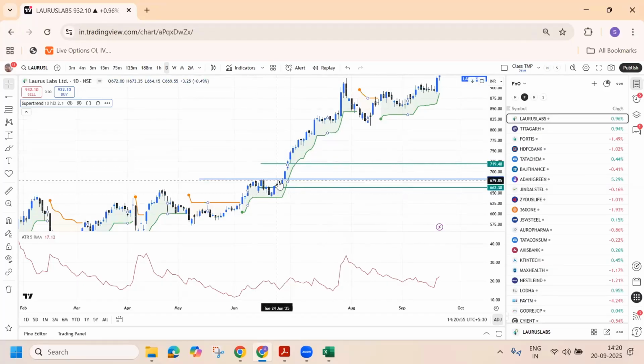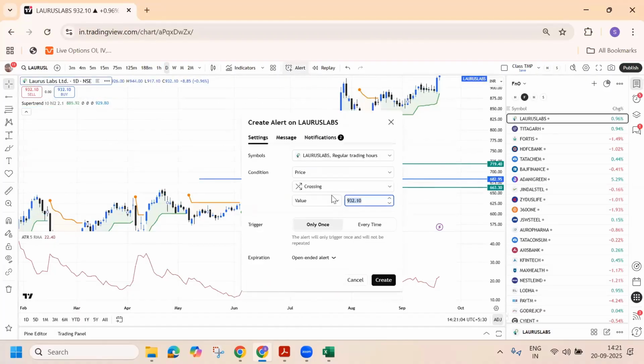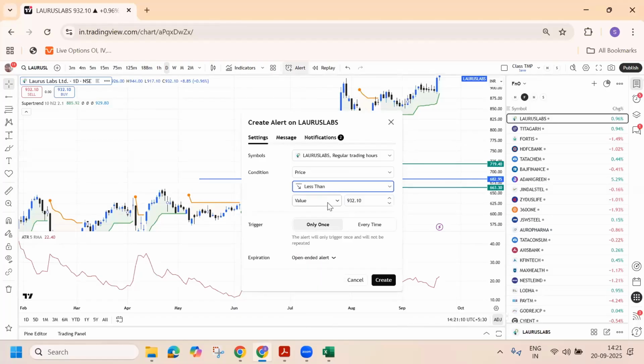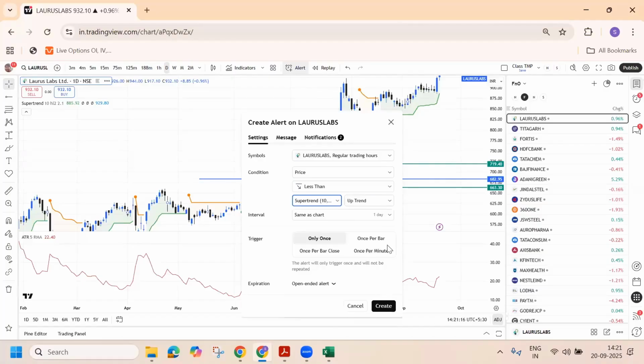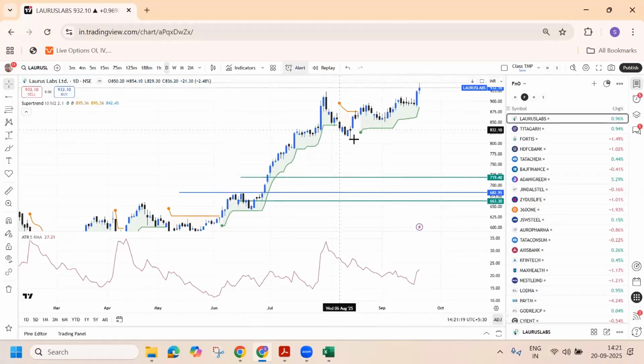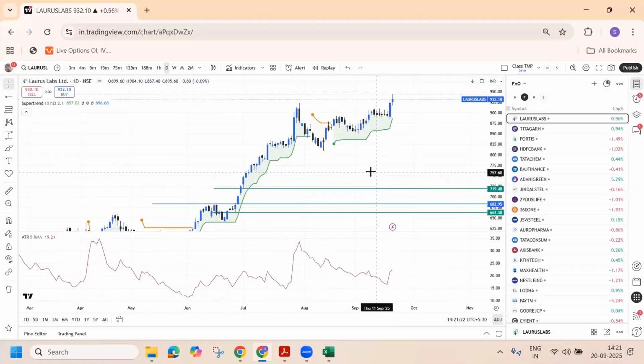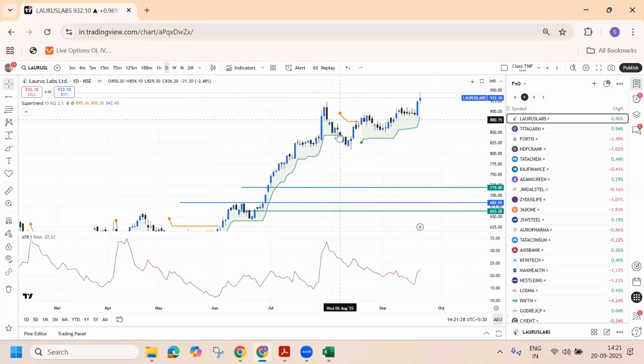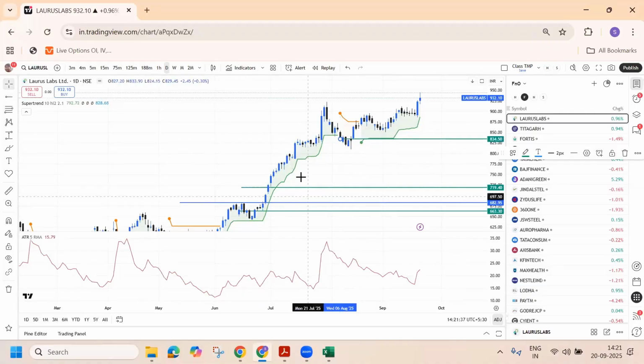Because my first target is hit, next the stop loss is close basis. That means I will put an alert that if price closes below the super trend, it will give me an alert. That day I have to observe. If price is closing below the super trend, I am exiting. See, I am exiting here when price is closing below the super trend.